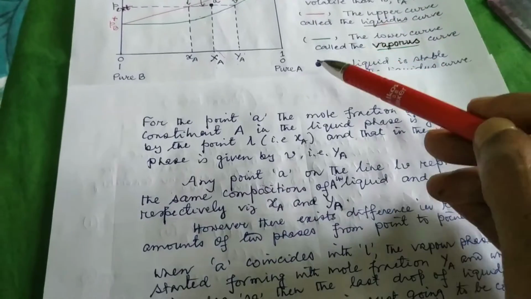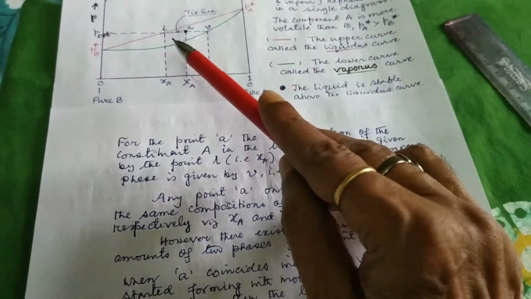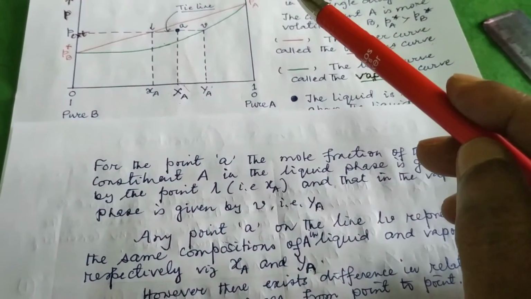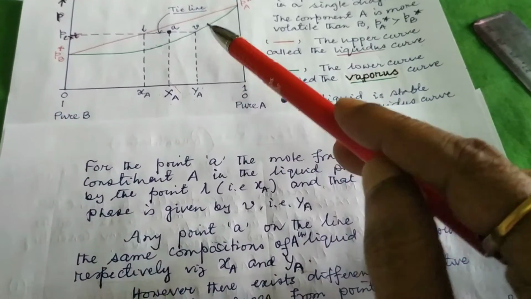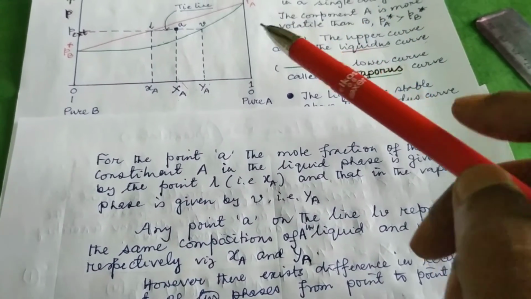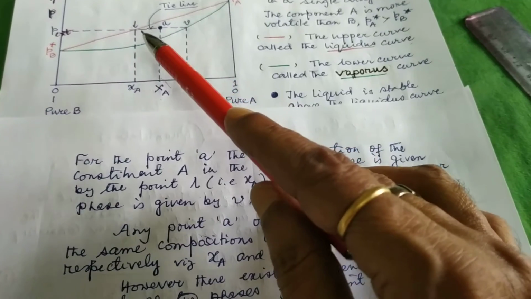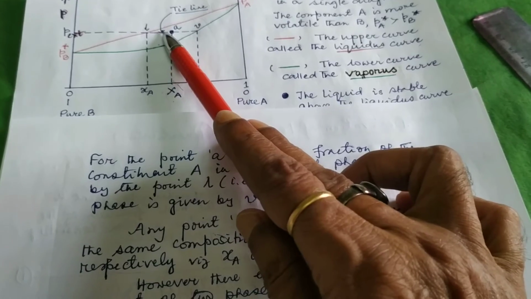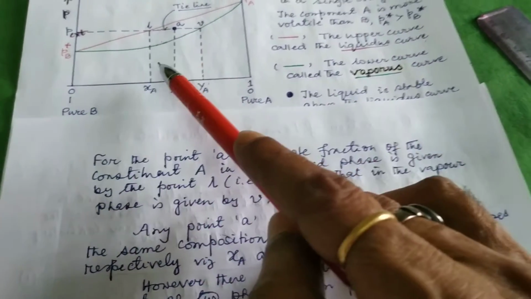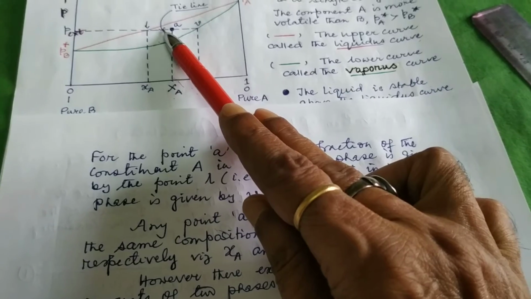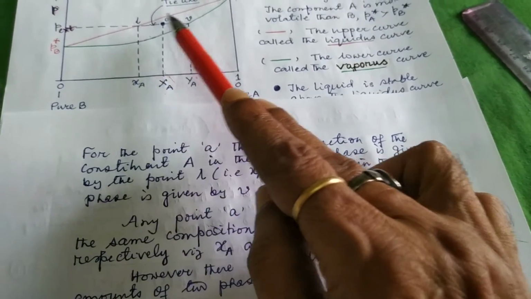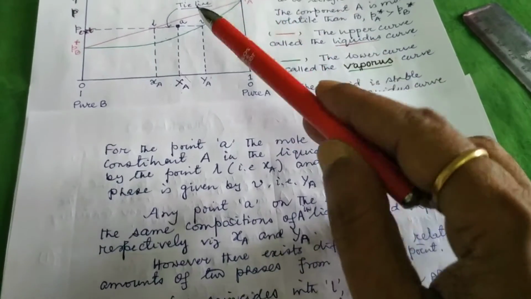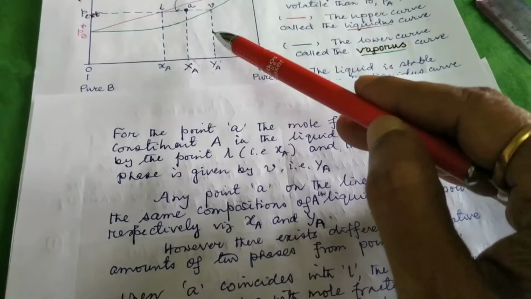Now any point A on the line LV, any point on this line LV represents the same composition of A in liquid and vapor phases respectively. So if the point is here, it will also represent XA for the liquid phase. Here it will also represent the YA for the vapor phase. So along the line LV, the vapor phase and the liquid phase has the same composition.